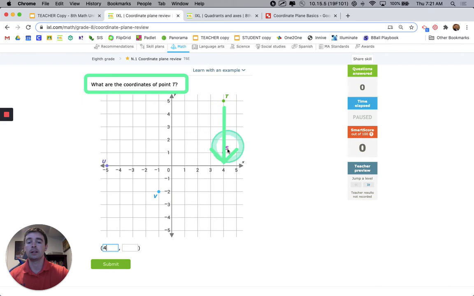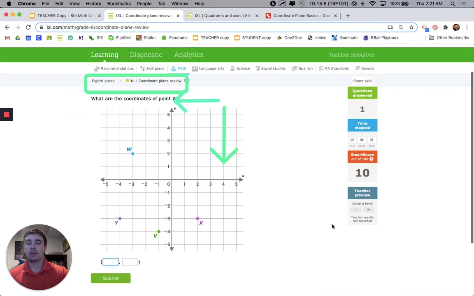For point T, it's 4 units to the right of the origin. And I also need to find its y value, so we'll go ahead and we'll point towards the y-axis where T is located. T is located 5 units up on this graph. 1, 2, 3, 4, 5. You see it lined right up with that 5 on the axis. So that tells me that I'm going to have a 5 for my y value for T.